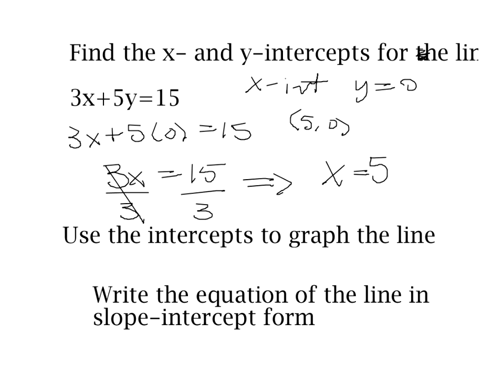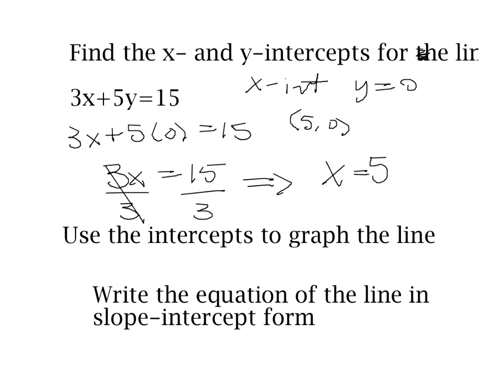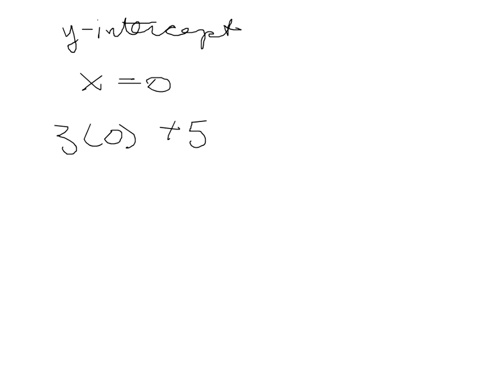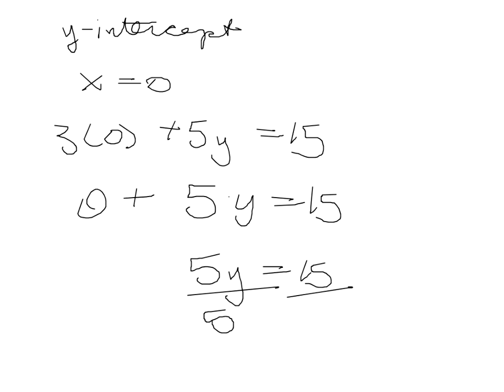Now I need to find the y-intercept. So for y-intercepts, x equals 0. So I have 3 times 0 plus 5y equals 15. Okay, so we divide both sides by 5 to solve for y, and y equals 3. So we have the y-intercept (0, 3).